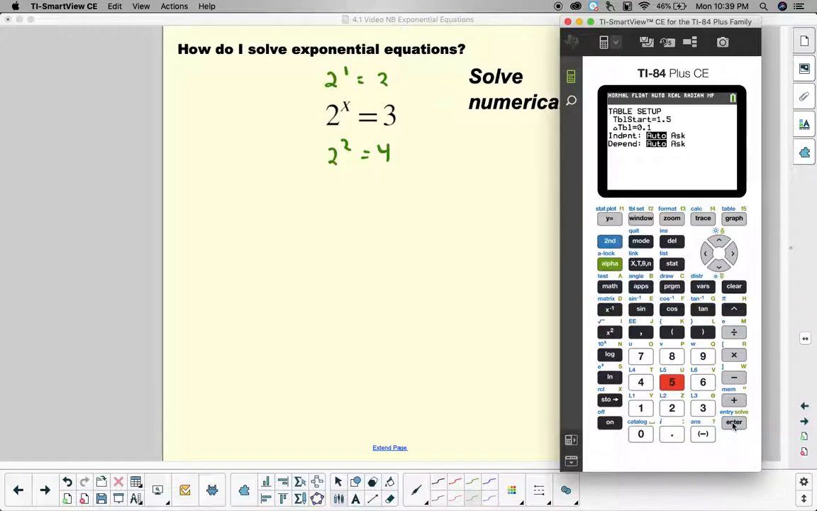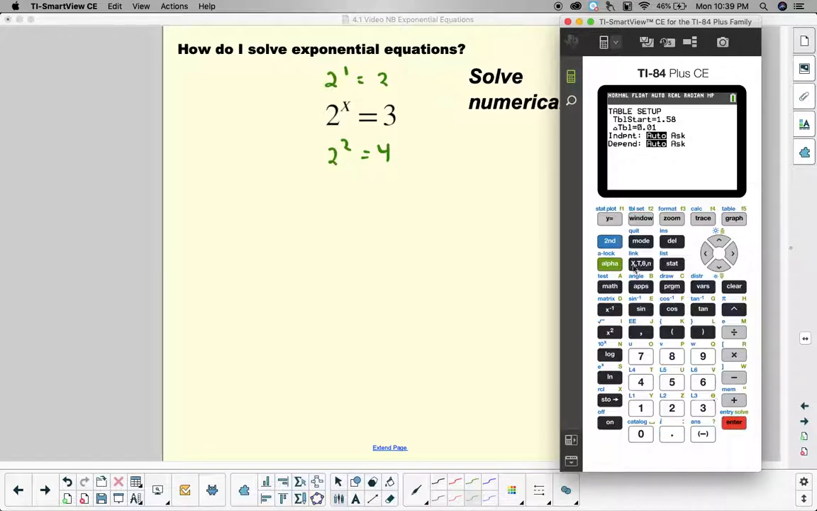Instead of going up in increments of 0.1, I'm going to go up in increments of 0.01. Now I go back to table, and I can see 1.5, 1.51, and so on. I'm looking for where these y1 values cross from being less than 3 to just above 3, and that happens between 1.58 and 1.59. So my new starting value is 1.58. I go back to table set, and table start is going to be 1.58.